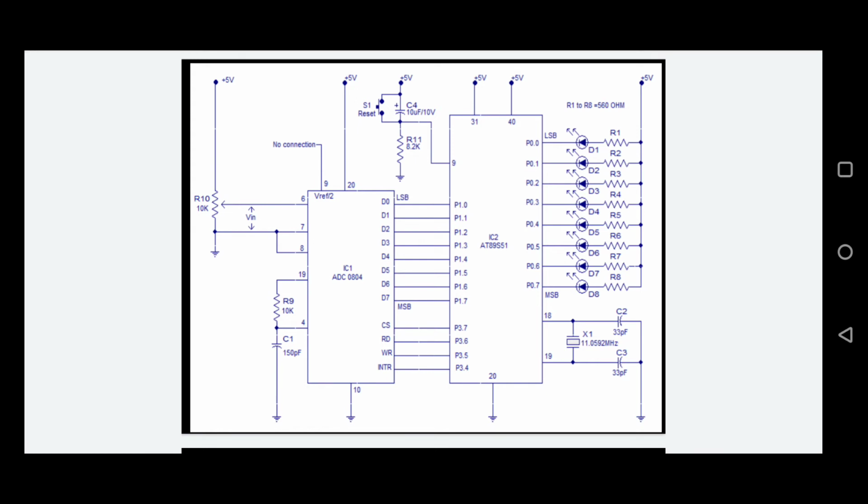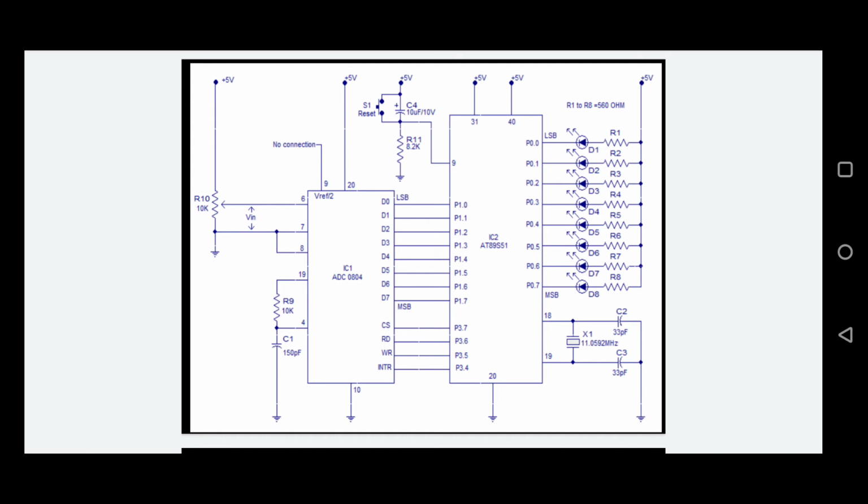And next in the diagram, resistor R9 and capacitor C1. So yes, on the left hand side the resistor R9, the value of R9 is 10 kilo ohms, and C1 are associated with the internal clock circuitry of the ADC. And here R10 is the preset resistor. The preset resistor R10 forms a voltage divider which can be used to apply a particular input analog voltage to the ADC.